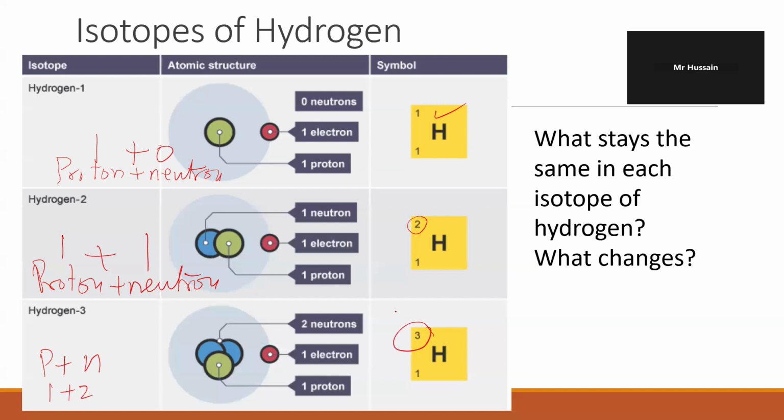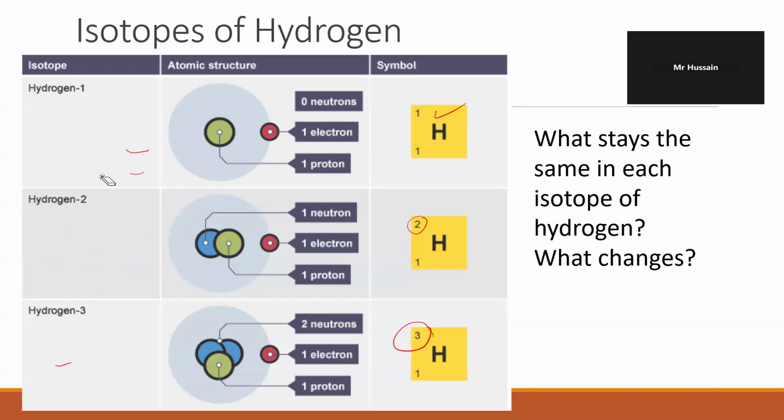What do you see common in these 3 hydrogens? Number of protons, same. Number of electrons, same. The only thing which is different is the number of neutrons. And this difference is causing hydrogen to have different masses. So what we see, atoms having the same atomic number but different mass number are called isotopes.